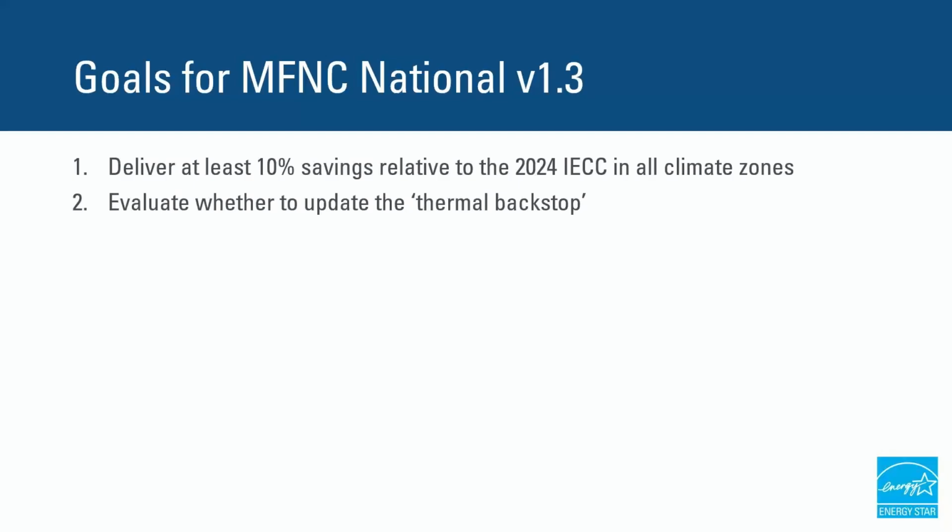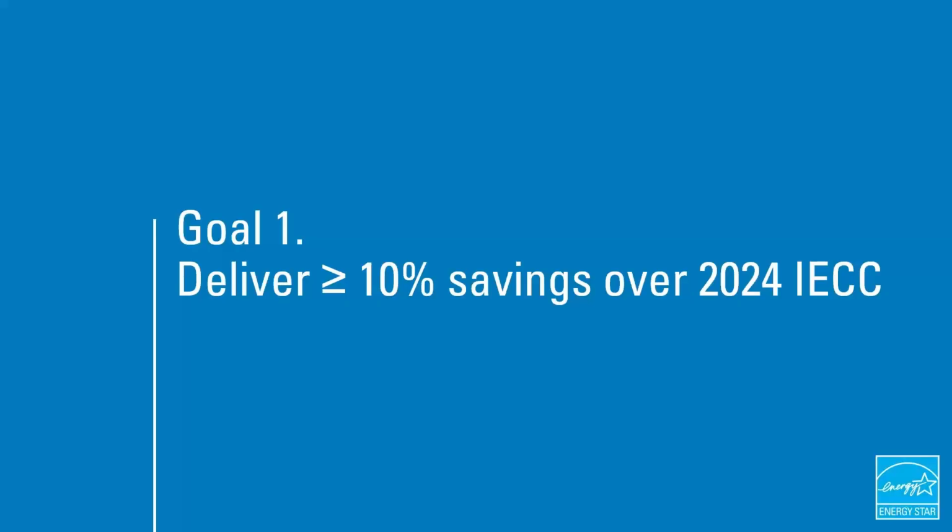But for multifamily, we have always had a compartmentalization metric, but we're not adjusting it by version, so we do not specifically analyze that aspect. We just have two goals for multifamily. So let's start with achieving the 10% savings over the 2024 IECC.